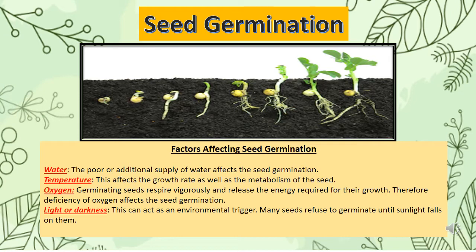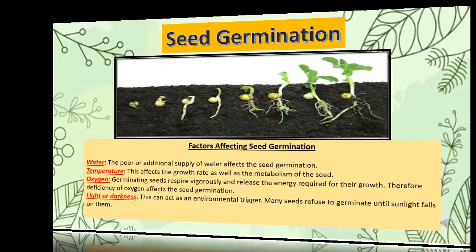Oxygen. Germinating seeds respire vigorously and release the energy required for their growth. Therefore, deficiency of oxygen affects the seed germination. Light or darkness. This can act as an environmental trigger. Many seeds refuse to germinate until sunlight falls on them.